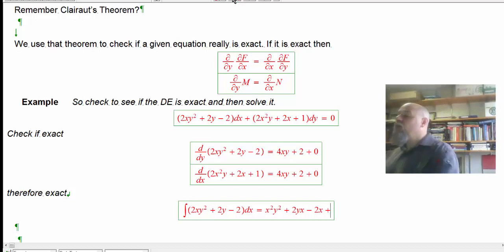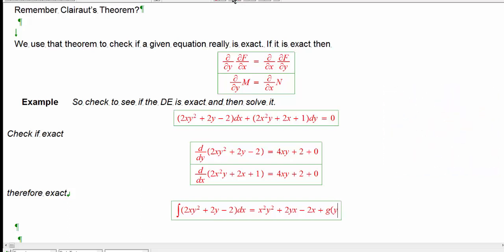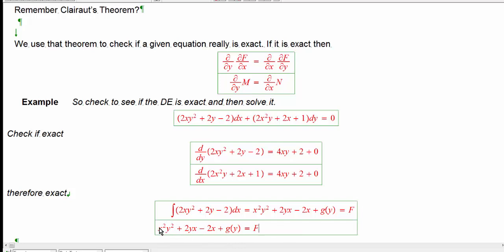And now there should be a plus c here, a constant if I was doing regular integration, but it's not a c, it's a function of y, because it's a constant with respect to x, but there could be y's in it. So this is the unknown function. So I know the answer, except I don't know what the g is. So I take this piece and differentiate it with respect to y. Minus 2x doesn't have any y's in it at all, so that disappears.